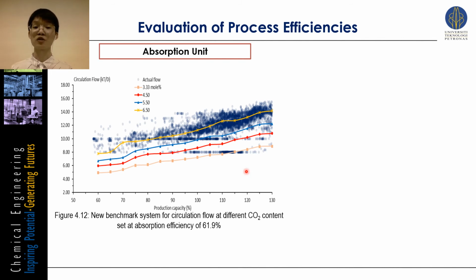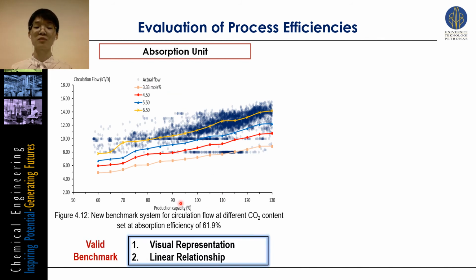Unlike the previous benchmarking system, here I considered 4 different CO2 content, which is 3.33 mole percent, 4.5 mole percent, 5.5, and also 6.5 mole percent. So just by looking at this graph, we can conclude that this is a valid benchmark. Why? With 2 reasons. Firstly, in terms of the visual representation, these 4 lines are actually enveloping the current operating. It means that it is valid because it is following the trend. And not only that, in terms of the relationship between the circulation flow and also the production, it is in linear relation, which is accurate.